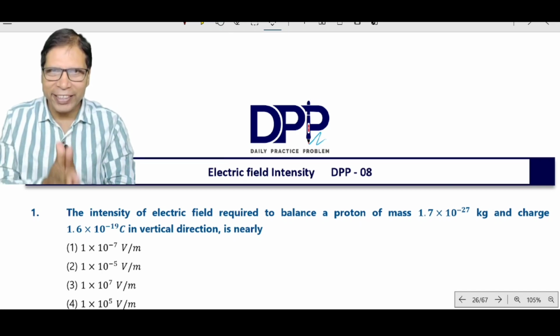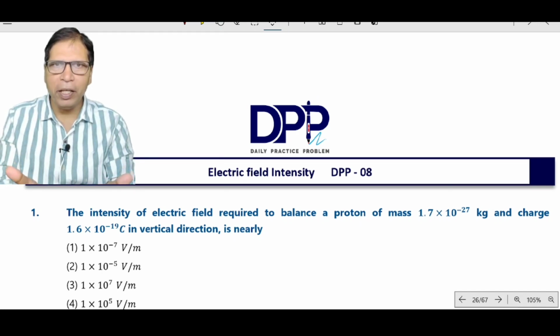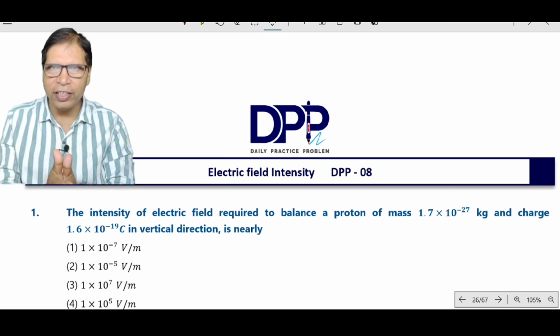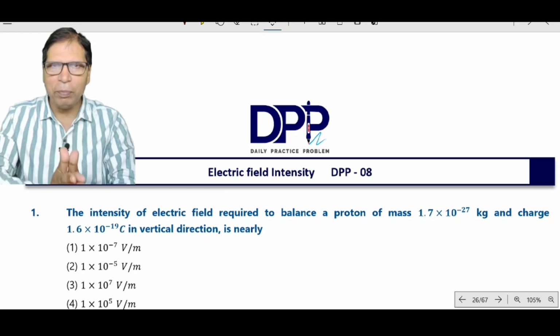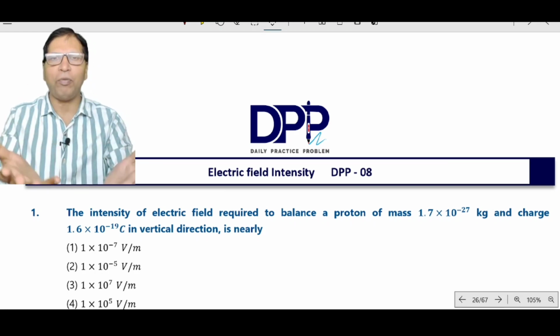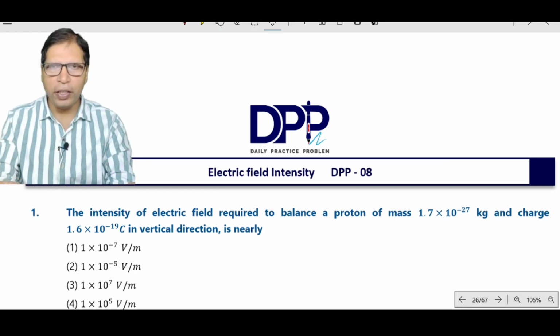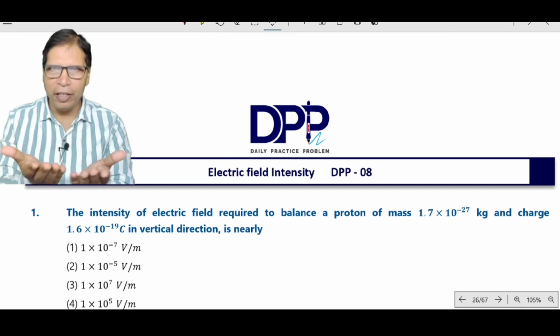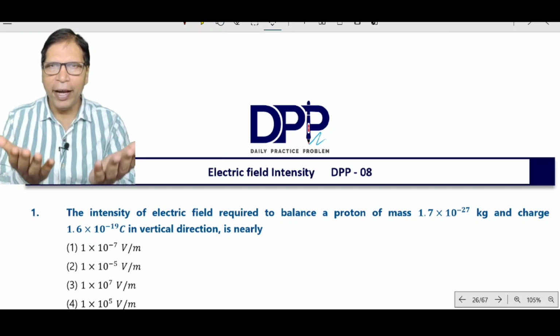Today I will be discussing a DPP on electric field intensity, that is DPP 8 of electrostatics. This DPP will be extremely helpful to those students who are preparing for NEET, JEE Main, Advanced and WB JEE.